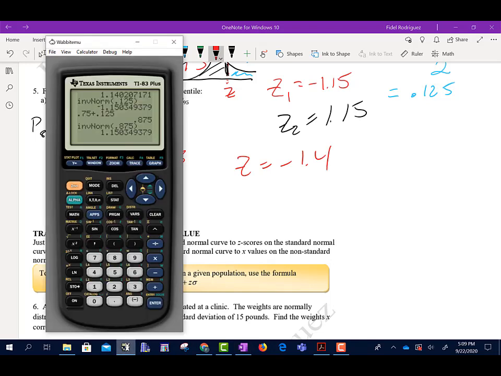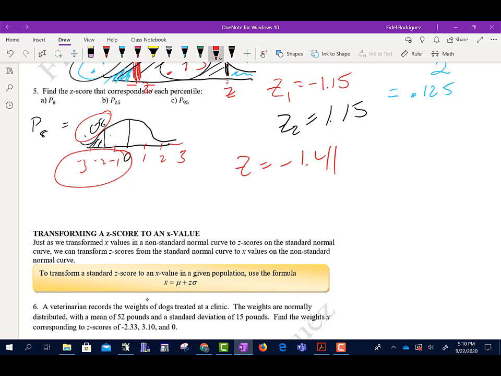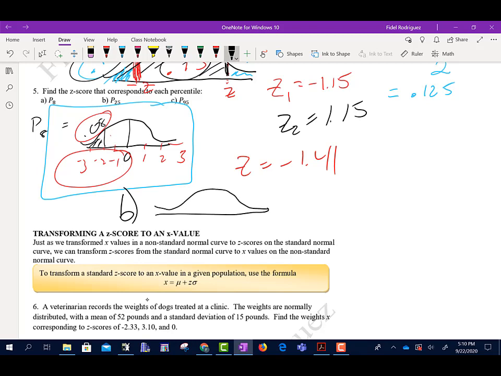If I decided to do this on the calculator, I would just go second vars, inverse norm, 0.08, close it off, and I should be coming up with something close to that. Negative 1.41, right? So again, I'm coming up with the answers. Either way I'm doing them, they're making sense. And drawing this little picture right here, guys, to me, is super helpful because it gives me an indication of where my answer should be, okay? So let's take a look at part B. Part B, I'm going to draw my graph again, right? Okay.